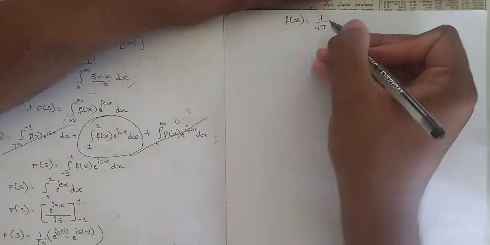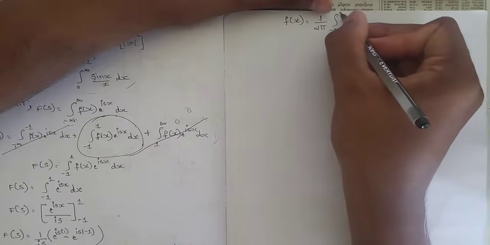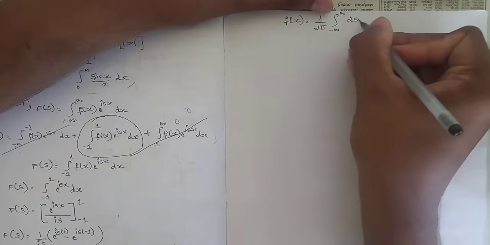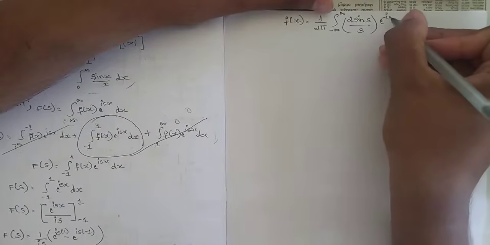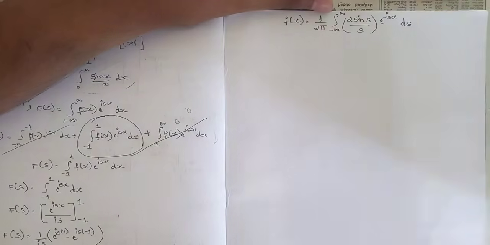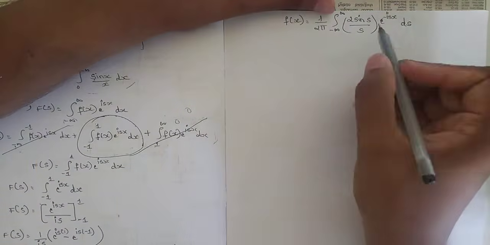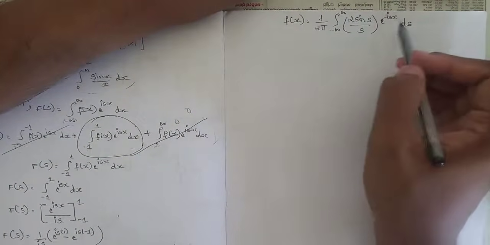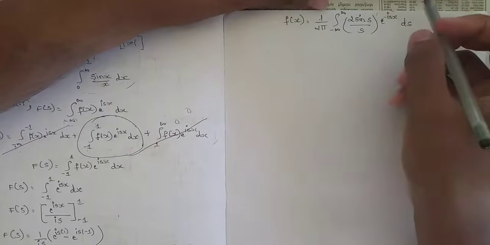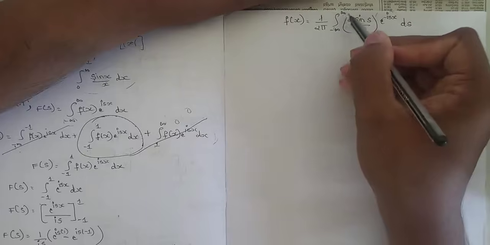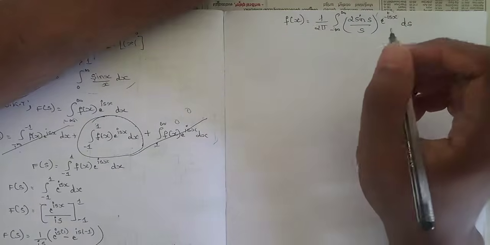Yeah, so f of x is equal to 1 by 2 pi integral from minus infinity to infinity. The value of f of s which we have got is 2 sin s by s into e power minus isx into ds. Okay. So in the next step we need to put the value of x equal to 0 here. Why? Because we need to eliminate this term, because the question is we need to find the value of integral from 0 to infinity sin x by x dx, right?